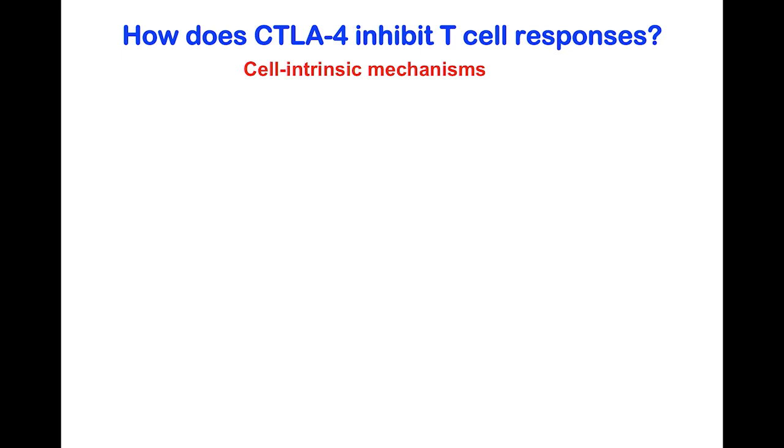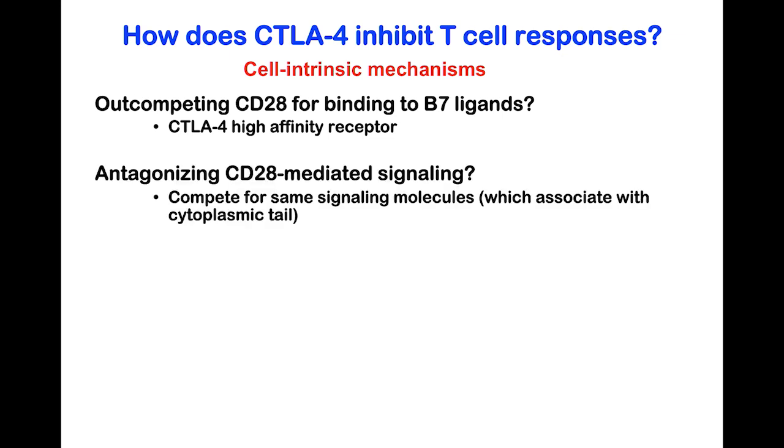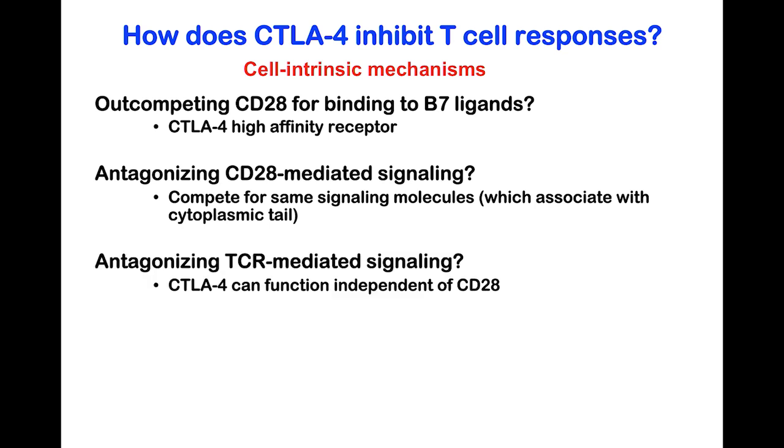It turns out that when the crystal structure for CD28 B7 interactions was solved, CD28 cannot do this. It can only bind to one B7 molecule. So by virtue of affinity and biophysical properties, CTLA-4 could win in terms of interacting with these B7 molecules. In addition, we know that CTLA-4 intracellularly can compete for some of the same signaling molecules that associate with the cytoplasmic domain. But in addition, CTLA-4 is able to directly antagonize signals through the T cell receptor.